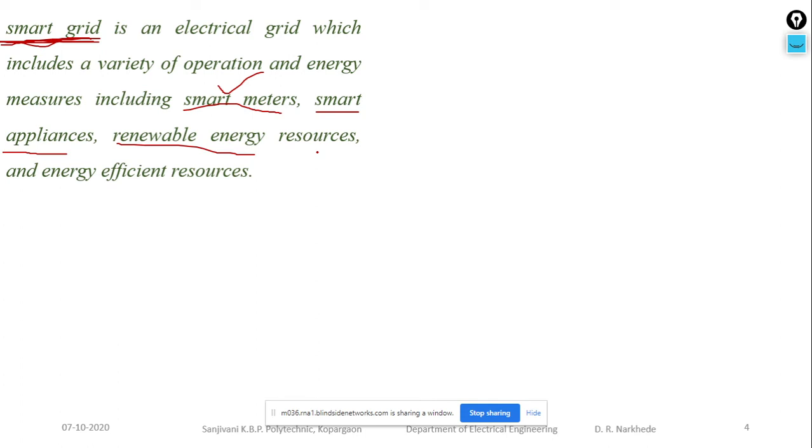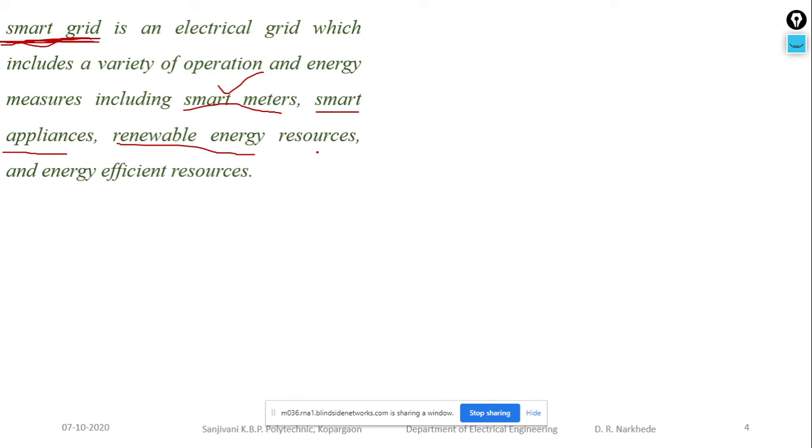Okay, in the next lecture I will cover this smart grid topic in detail. Now renewable energy sources, what are the renewable energy sources? Wind is there, solar is there, biogas is there. These are the renewable energy sources.